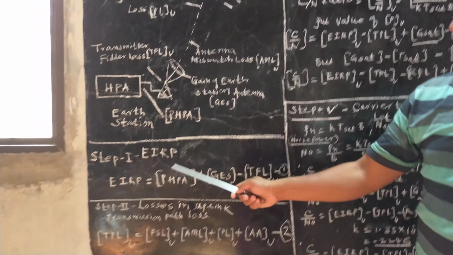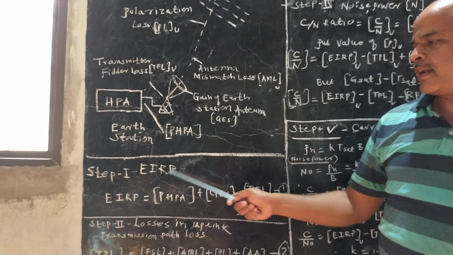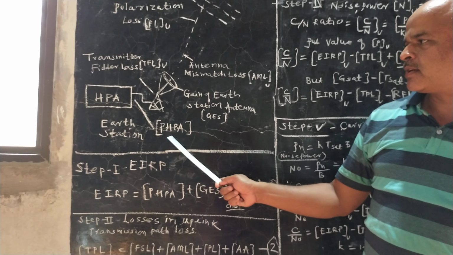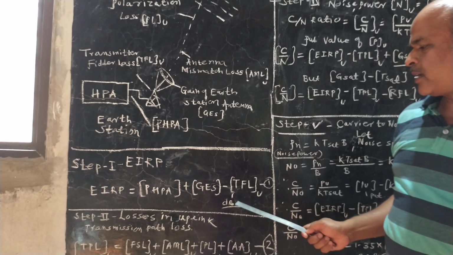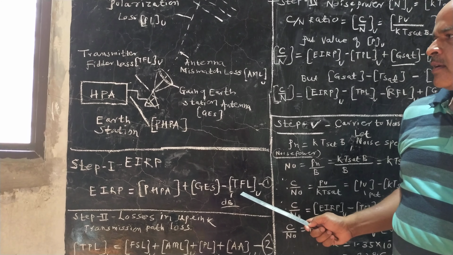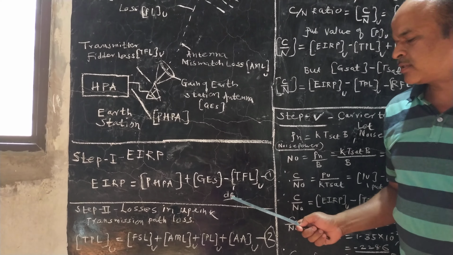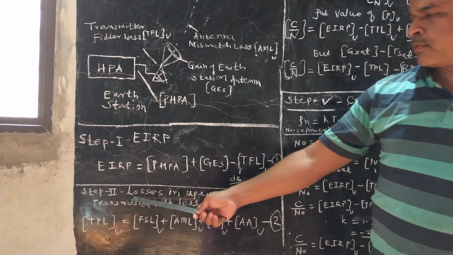So first step is the EIRP, that is the effective isotropically radiated power, which is given by power of high power amplifier plus gain of this earth station antenna, minus transmitter feeder loss. This bracket denotes all the terms are in dB. Then next is step 2.